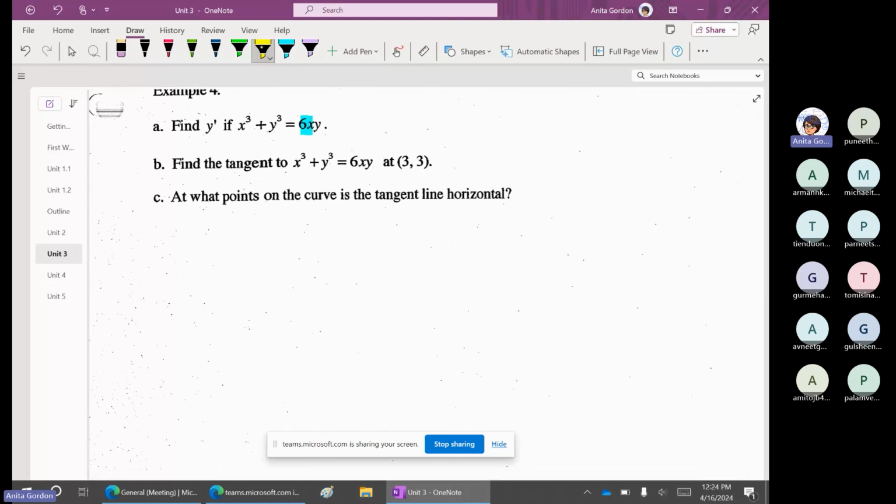Okay, again, we have a product rule here, so you have to be careful when we do the derivative of that side. It's saying find y prime for A. For B, find the tangent line at a specific point, 3, 3. And then C, at what points on the curve is the tangent line horizontal? What am I looking for? What's 0? Not x. The slope m, or y prime, is 0. So A, find the general derivative; B, at a point; C, solve for where it's 0.